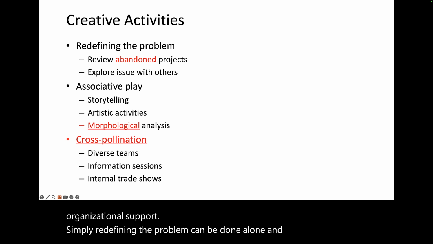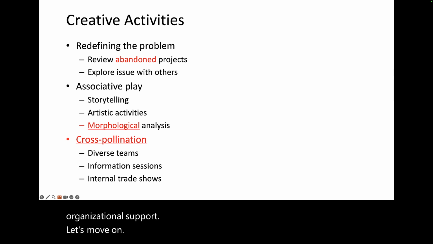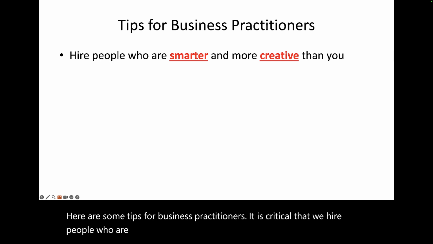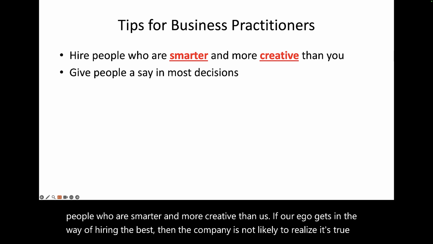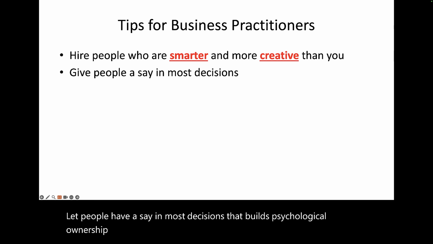Here are some tips for business practitioners. It is critical that we hire people who are smarter and more creative than us. If our ego gets in the way of hiring the best, then the company is not likely to realize its true potential. Let people have a say in most decisions. That builds psychological ownership where they cannot disavow the decision if it does not go well. Also, they're more inclined to work hard on the decision because they made the decision themselves.